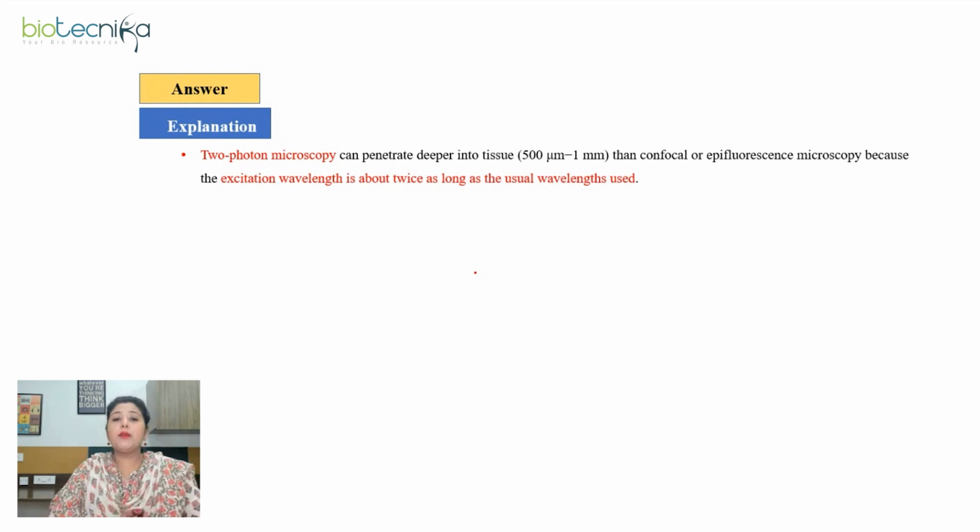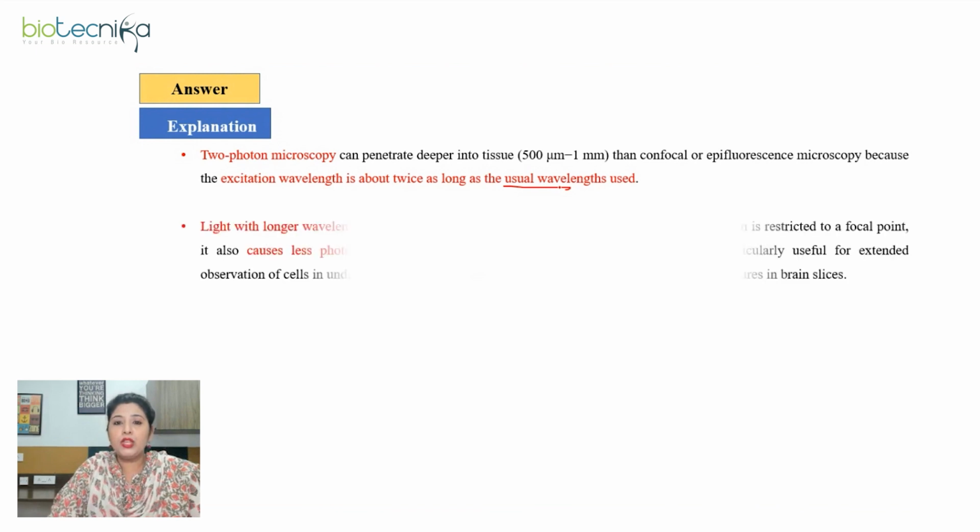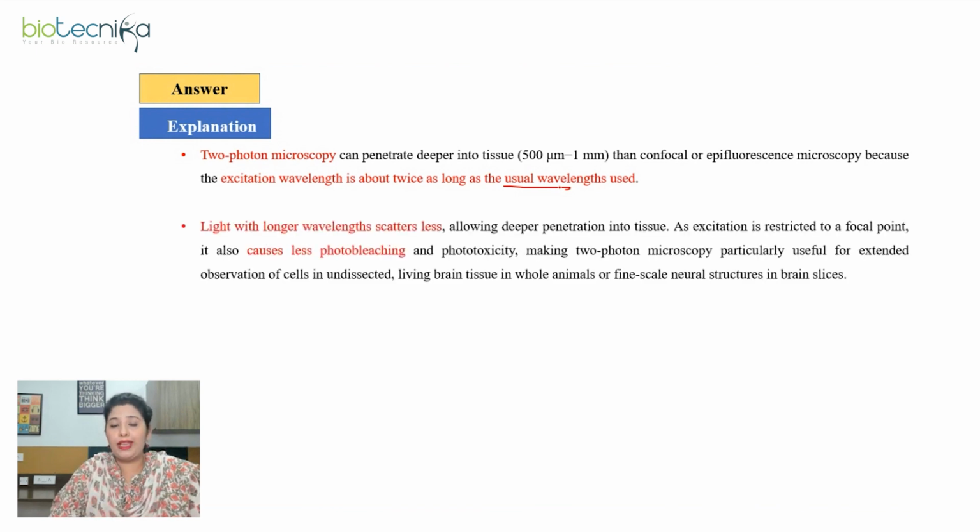When we talk about two photon microscopy, it can penetrate deeper into the tissue than confocal, because the excitation wavelength which is being used here is twice as long as the usual wavelengths used. So one thing is very clear, that in two photon microscopy, the longer wavelength is used, not shorter. Because longer wavelengths are used, they scatter less, they allow deeper penetration in the tissue, and the excitation is restricted to a point, and it causes less photo bleaching, which is being asked in the question. So statement A should be correct, right? And B will be incorrect.